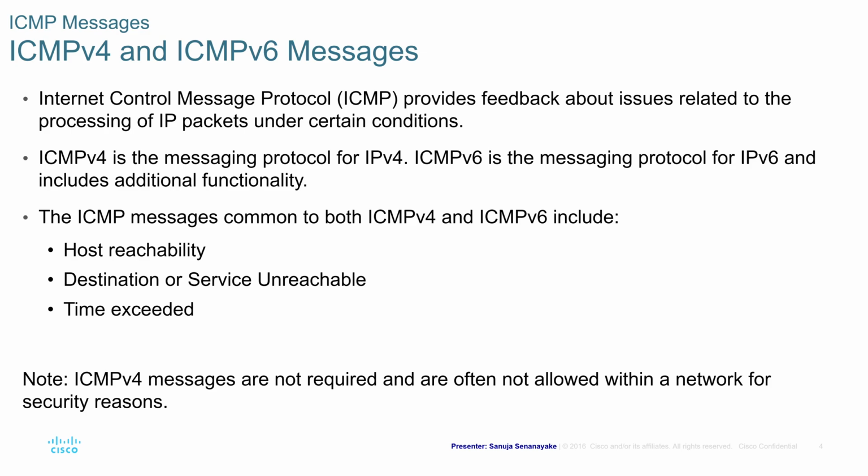The ICMP messages common to both ICMP version 4 and ICMP version 6 include host reachability, destination or service reachability, and time exceeded. Please note the ICMP version 4 messages are not required and are often not allowed within a network for security reasons. So, if you try to send an ICMP version 4 ping message to certain servers, for example, you may not reach that server and that ping ICMP packet may not go through because they may be using firewalls to block those ICMP packets. So that's what it means by, it is not required and sometimes not allowed within certain networks using those security policies.